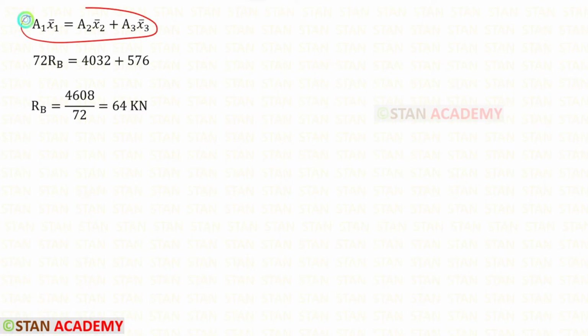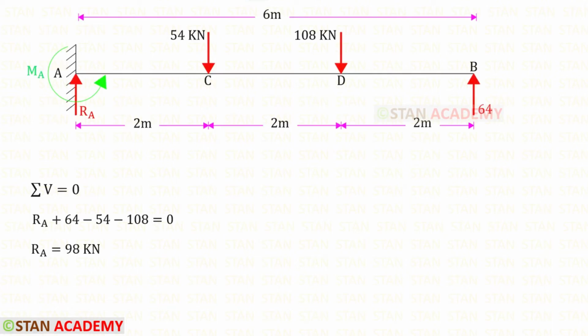In this expression, we have calculated everything. Let us apply all of them. Finally, for RB, we will get 64 kilonewton. Now let us apply the rule sigma V is equal to 0 and find RA. RA and RB are acting upwards, so both of them are positive. These two loads are acting downwards, so both of them are negative. In this way, we can find RA, which is 98 kilonewton.